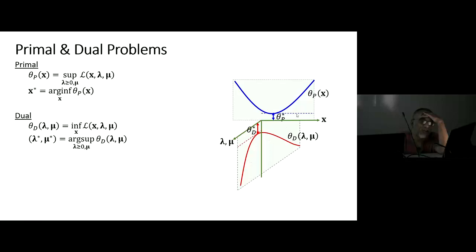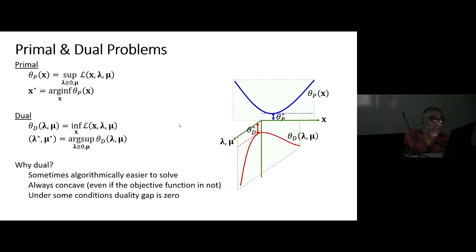The red curve here is the dual, and this blue is theta p of x. Now, this is theta d star. And this difference is the duality gap. And when they touch each other, somewhere it'll coincide with this. That's called the saddle point. And like I said, the very common convention is that only when they touch at the saddle point, that's the point which you call x star, lambda star, mu star.